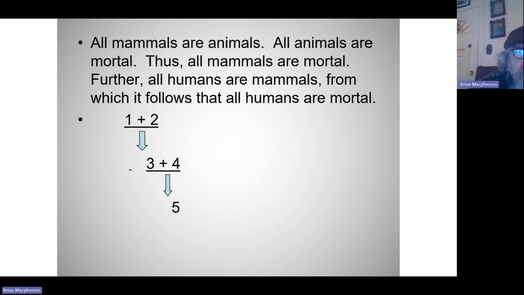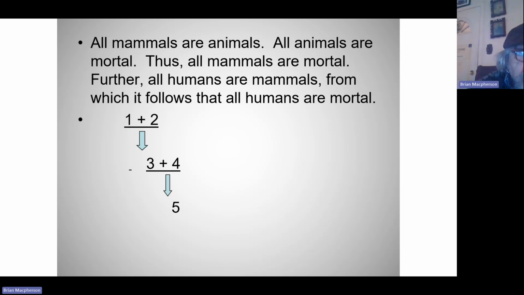So look at this argument here. All mammals are animals. All animals are mortal. Thus, all mammals are mortal. So I think you would agree that this is a universal syllogism. So the two premises conjointly support the conclusion. 1 and 2, arrow 3, right? Okay, that seems reasonable. But then again, you have further, all humans are mammals. So if you put 3 and 4 together, in other words, all humans are mammals, all mammals are mortal, then you will get the further conclusion, 5, that all humans are mortal.